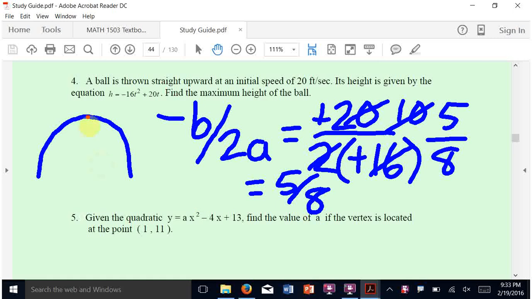So are we done here? We found the vertex point, at least the t value to our vertex point. So we still need to find this h value. So we have t equals 5/8, as in 5/8 of a second. So what do we do to find our h value, the height? Well, we simply plug 5/8 back into our quadratic function. Plug that 5/8 in for t. Okay, so we have t equals 5/8. Let's plug it back in.